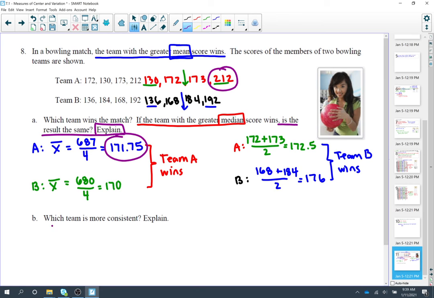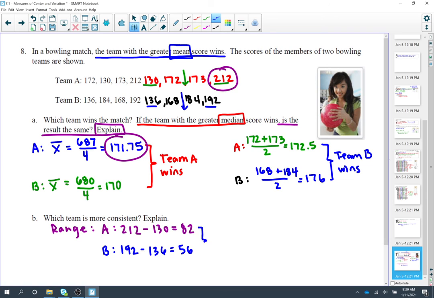So here, I'm going to use range, and I'm going to do team A. Well, the highest score is 212, minus the lowest score, 130. So their scores are ranging by 82 points. Versus if we do the range for team B, their highest score is 192, their lowest score is 136. Subtract those, they're ranging by 56.